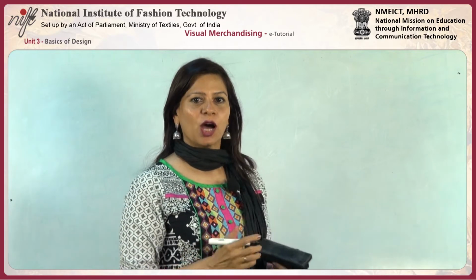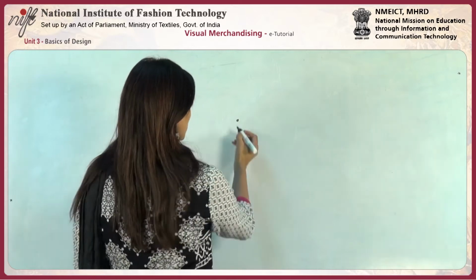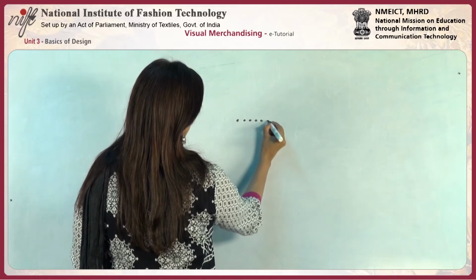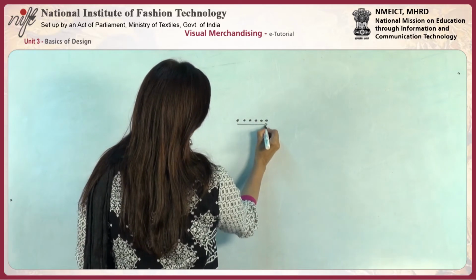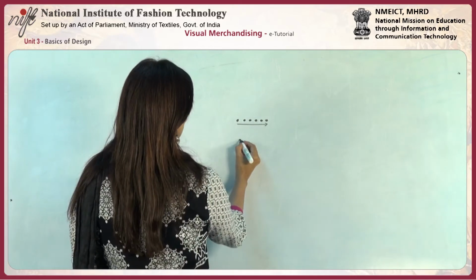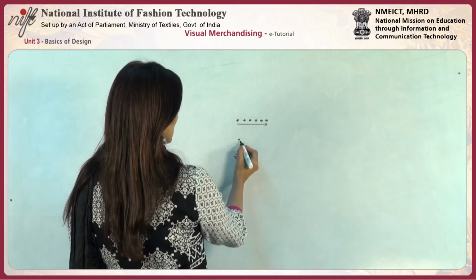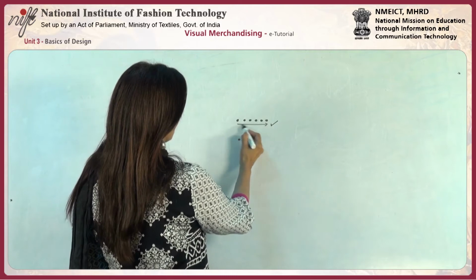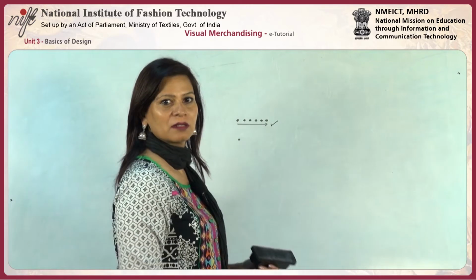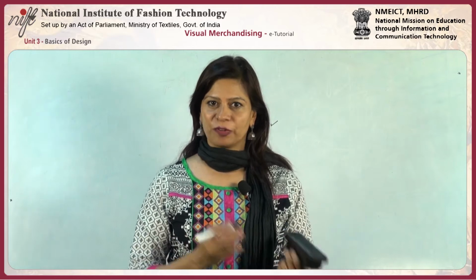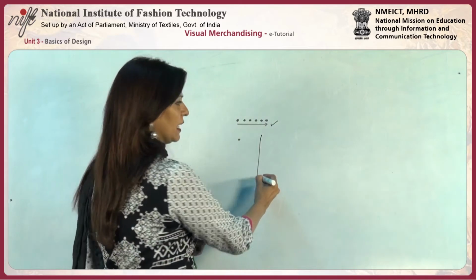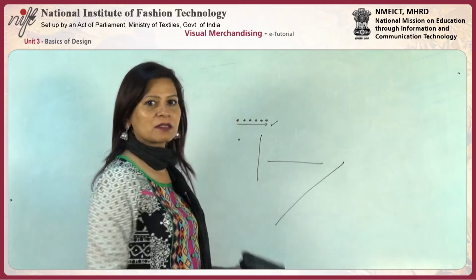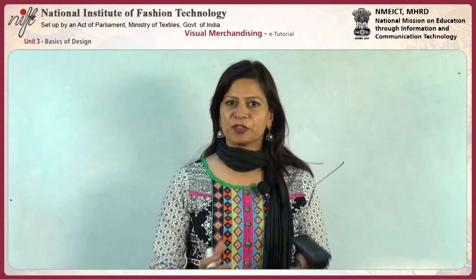A series of points make a line. So, this is a point. A point is the first element. It has no dimensions. Line is the second element. It has one dimension. There are different types of lines: vertical lines, horizontal lines, diagonal lines, and each has a different meaning.